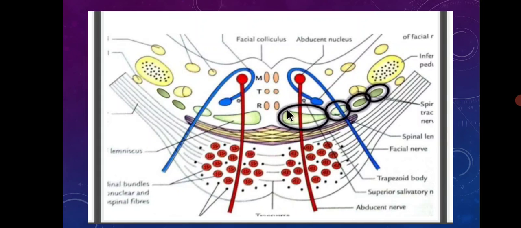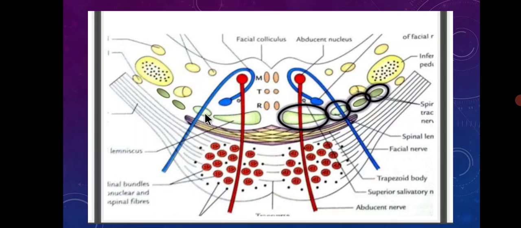Then you can see the medial lemniscus. The medial lemniscus consists of fasciculus gracilis and cuneatus fibers, and it rotates in such a way that fibers from nucleus cuneatus are medial to those of nucleus gracilis.